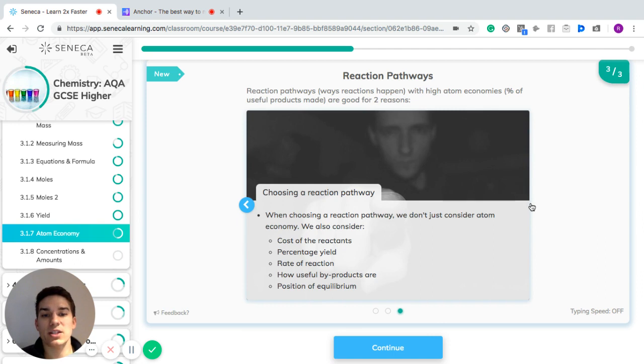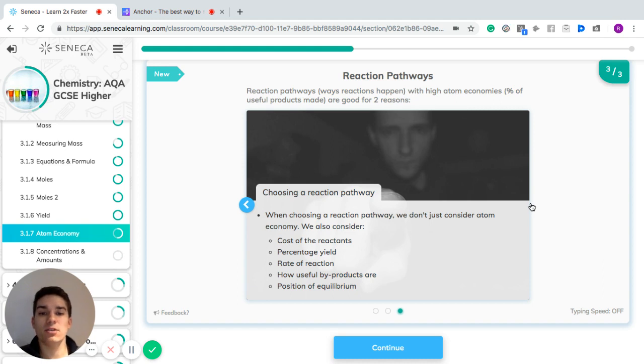And when choosing a reaction pathway, we don't just consider atom economy. So thinking about those costs and those wastes, we also might consider what the reactants would cost, the percentage yield of those reactions, how fast the reaction is or the rate of reaction, how useful the byproducts are, so maybe we could use those in other ways, and the position of the equilibrium. So how easy is it for this reaction to occur, and does the reaction constantly reform the reactants again from the products?